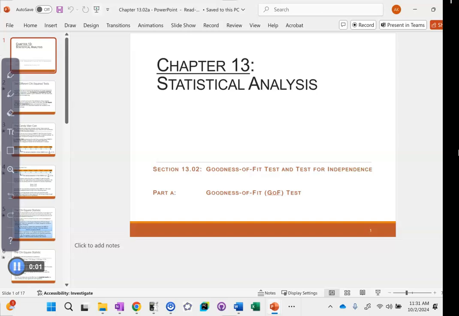So similar to the t-test, where you have a one-sample t-test and a two-sample t-test, the chi-squared goodness of fit test is a one-sample test, and the chi-squared test for independence is a two-sample test. Now it's testing for a different thing than we are in a t-test.